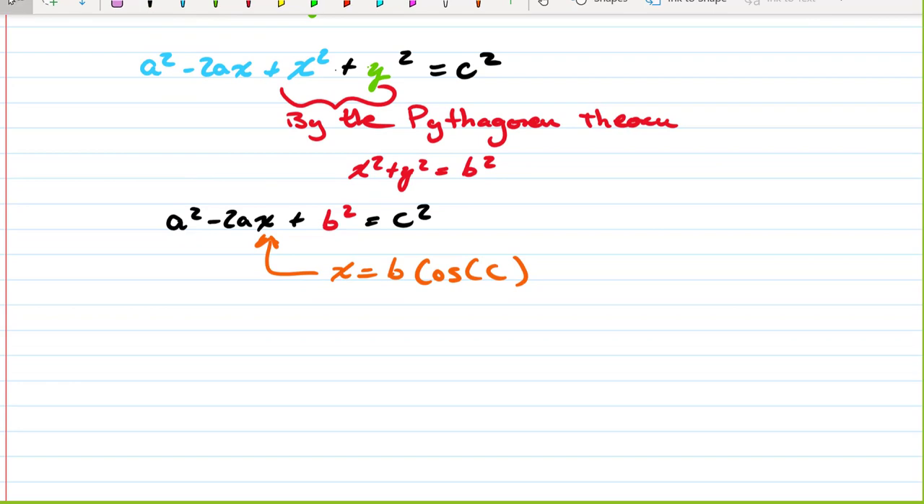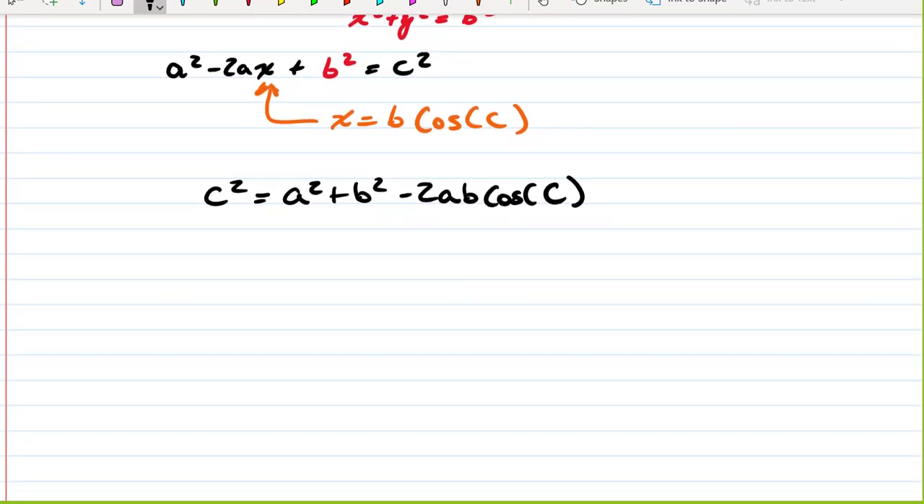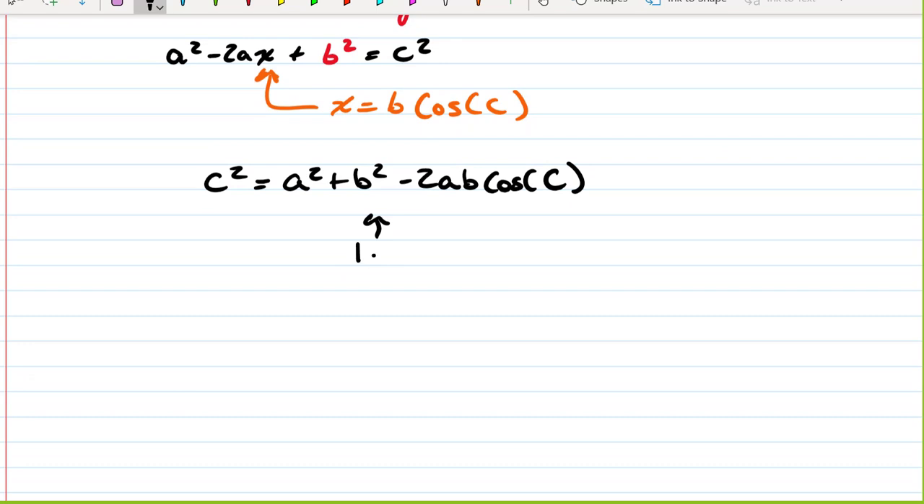We put that in, and finally we get that c squared is equal to, I'm going to rewrite this, a squared plus b squared minus 2ax, but x is b times the cosine of angle C. And this is called the law of cosines.